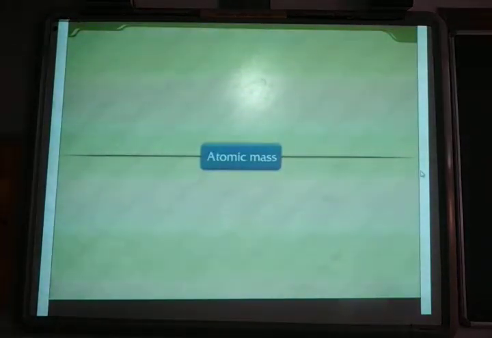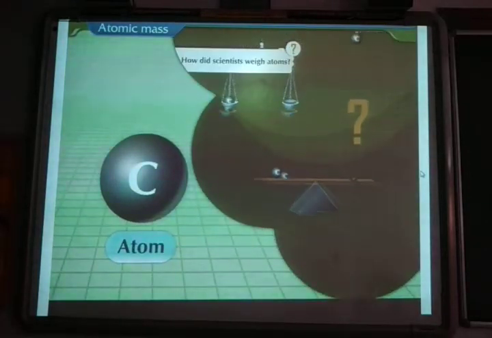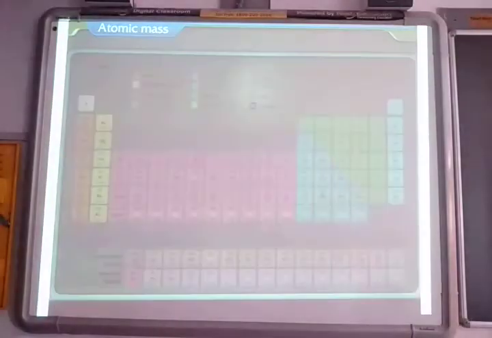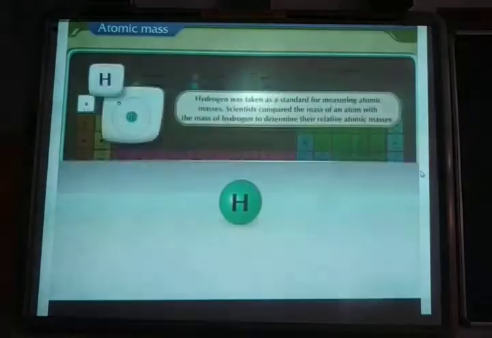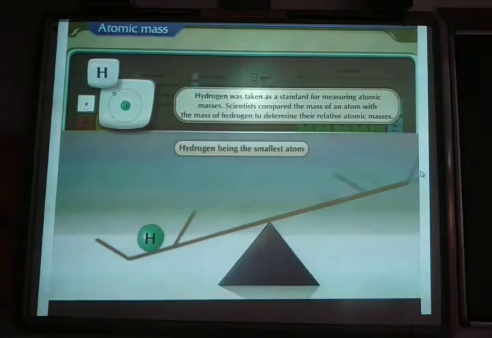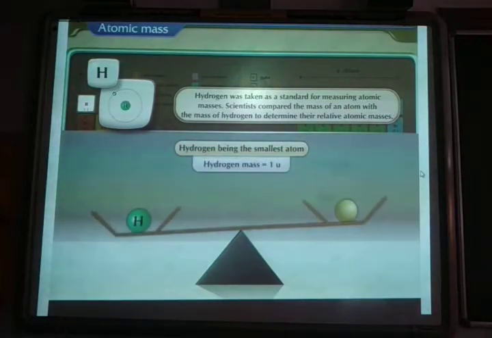Atomic mass. How did scientists weigh atoms? Hydrogen was taken as a standard for measuring atomic masses. Scientists compared the mass of an atom with the mass of hydrogen to determine their relative atomic masses. Hydrogen being the smallest atom, its mass was taken to be 1 unit.